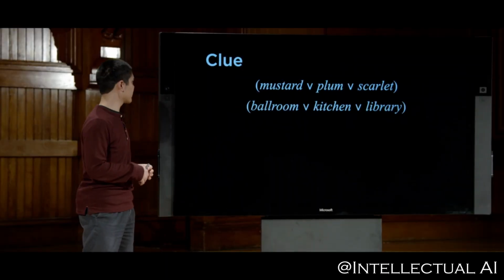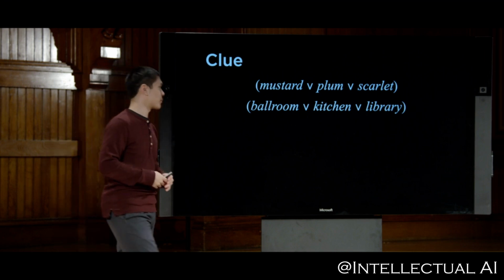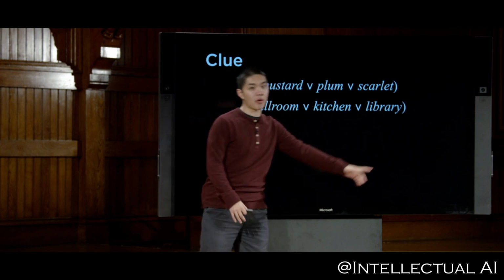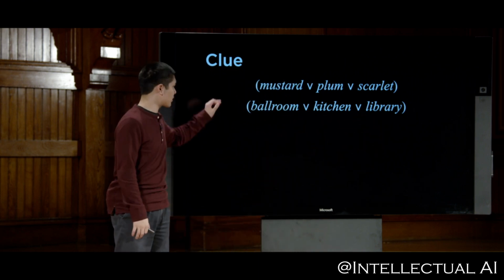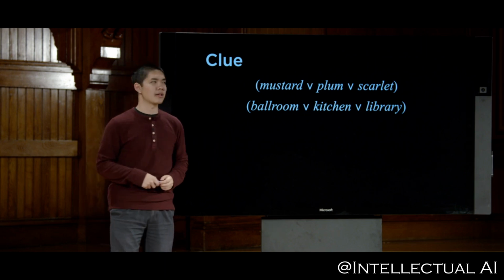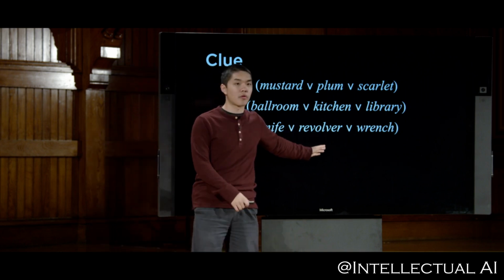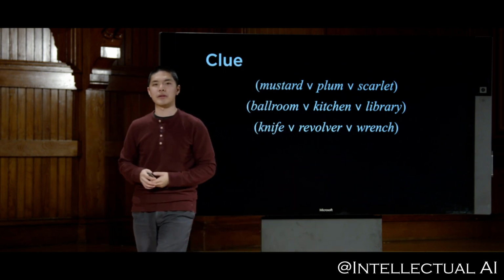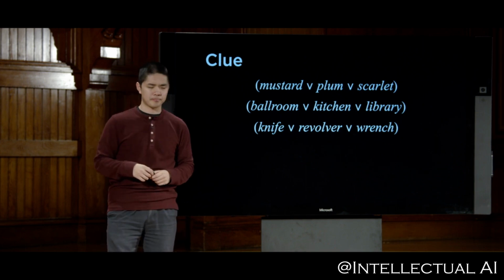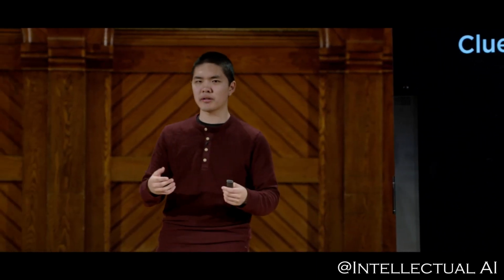What other information do we know? Well, we know that, for example, one of the rooms must have been the room in the envelope, that the crime was committed either in the ballroom or the kitchen or the library. Again, right now, we don't know which, but this is knowledge we know at the outset, knowledge that one of these three must be inside the envelope. And likewise, we can say the same thing about the weapon, that it was either the knife or the revolver or the wrench, that one of those weapons must have been the weapon of choice and therefore the weapon in the envelope.